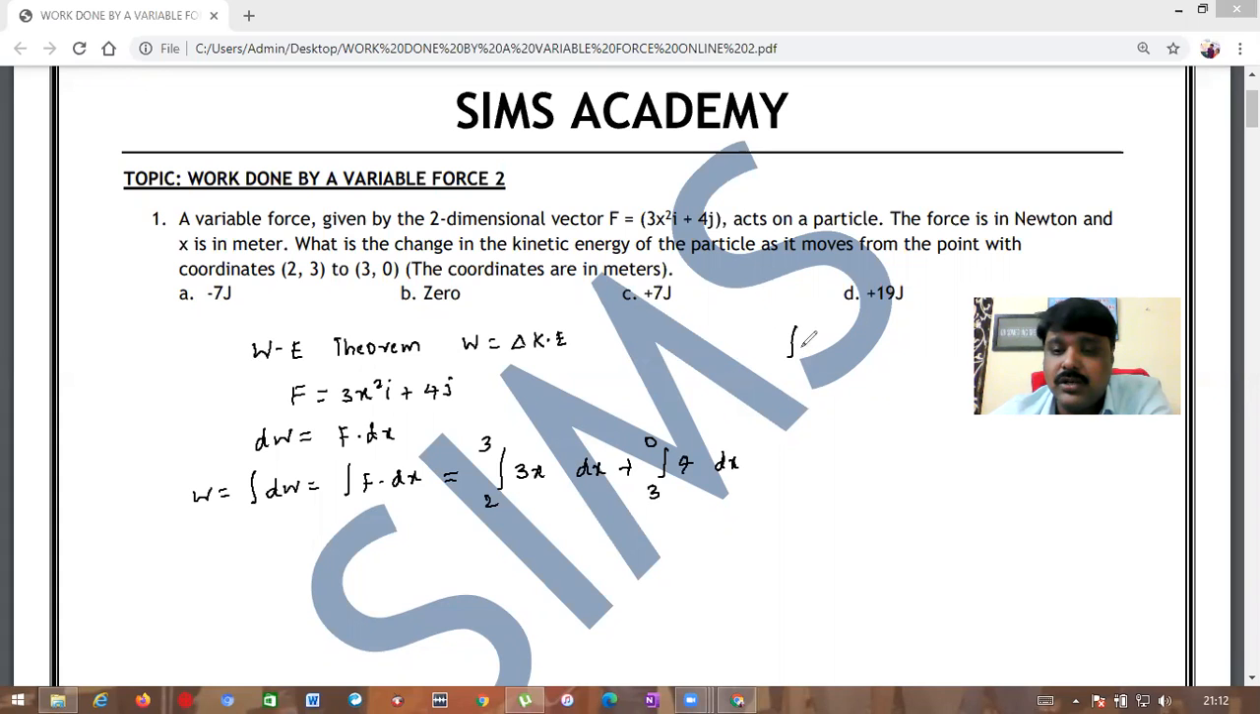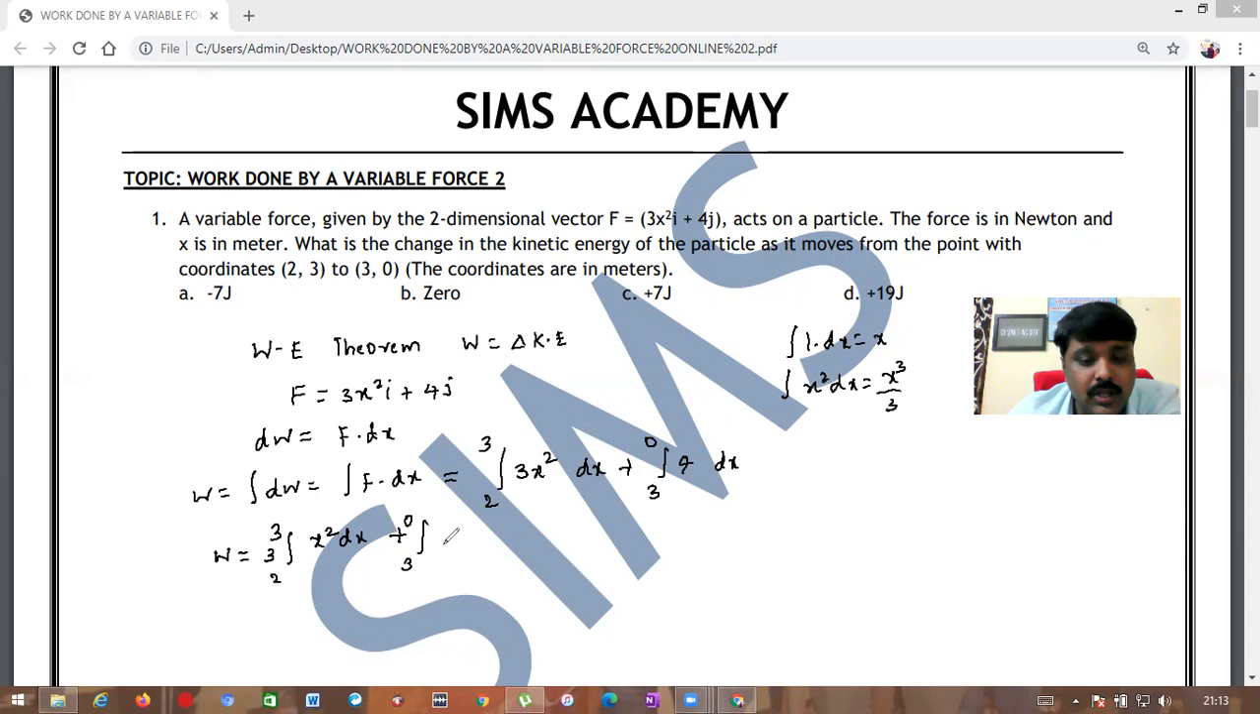As we know the formula of integration, integral 1 dx is x, and integral x² dx equals x³ by 3. Here we have work done equals integral from 2 to 3 of 3x² dx, where 3 we can keep outside because it is a constant, plus integral from 3 to 0 of 4 into 1 dx, which equals 3 into x³ by 3 under the limits 2 to 3, plus 4 into integral 1 dx, which is x under the limits 3 to 0.